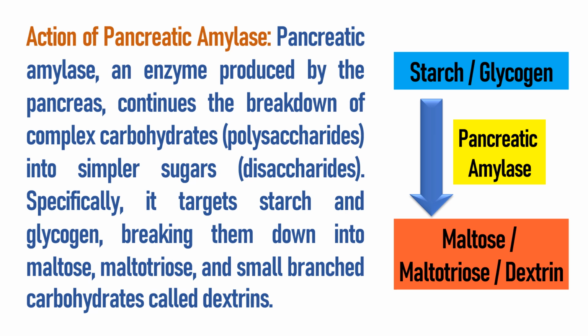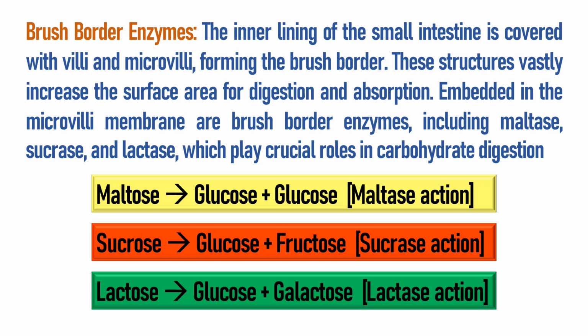Pancreatic amylase, an enzyme produced by the pancreas, continues the breakdown of complex carbohydrates into simpler sugars. Specifically, it targets starch and glycogen, breaking them down into maltose, maltotriose, and small branched carbohydrates called dextrins. The inner lining of the small intestine is covered with villi and microvilli, forming the brush border. These structures vastly increase the surface area for digestion and absorption.